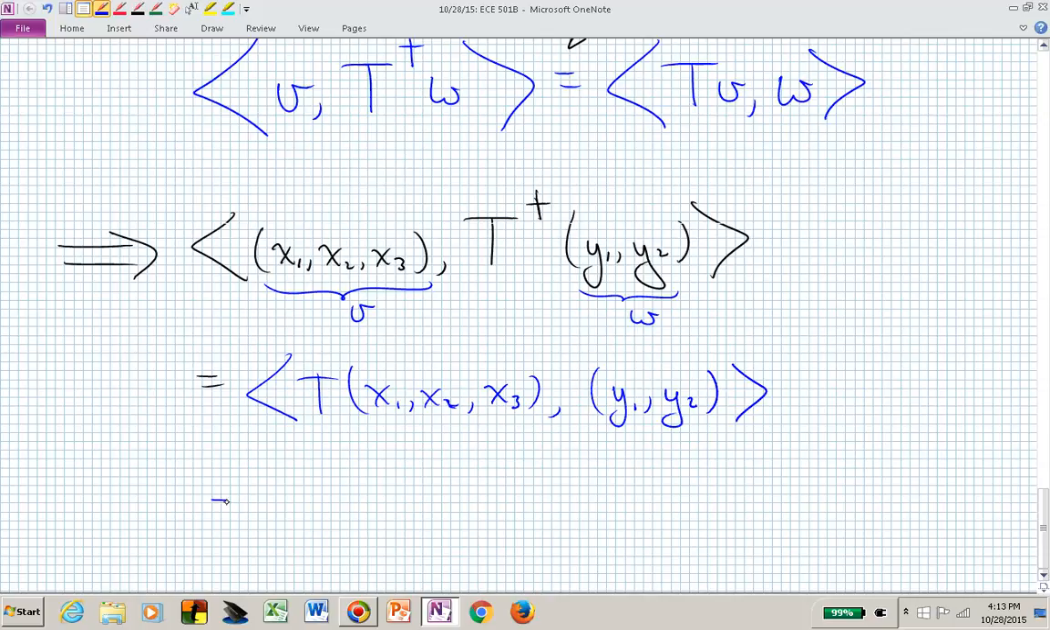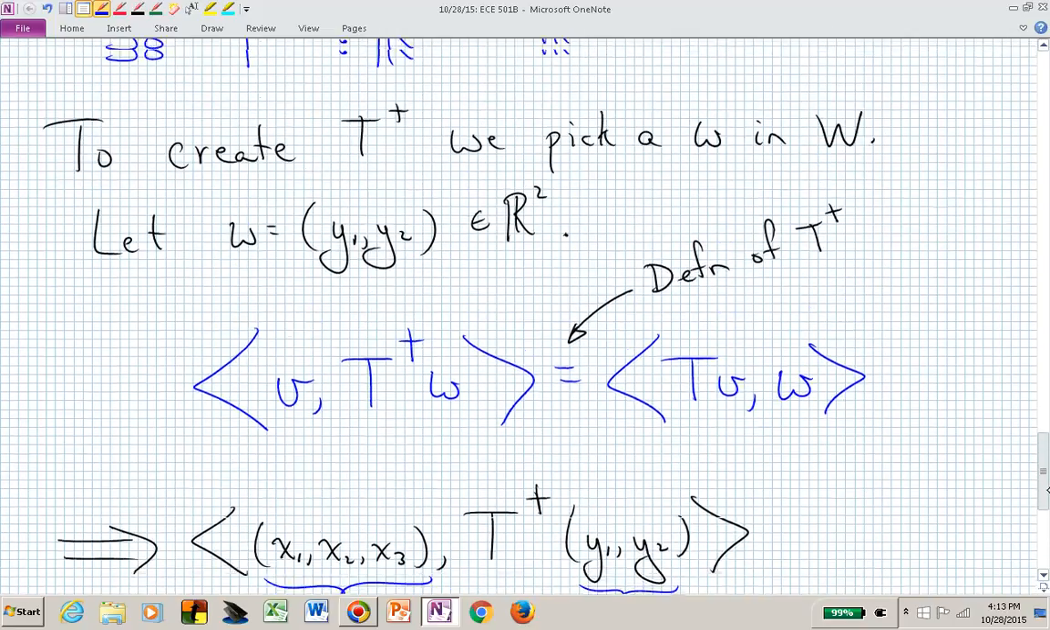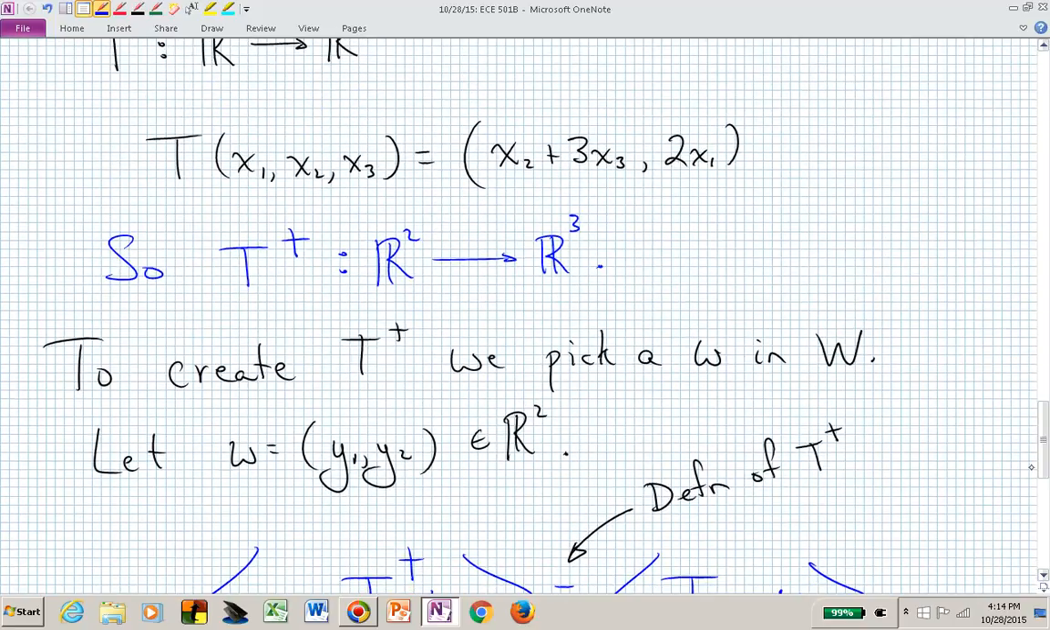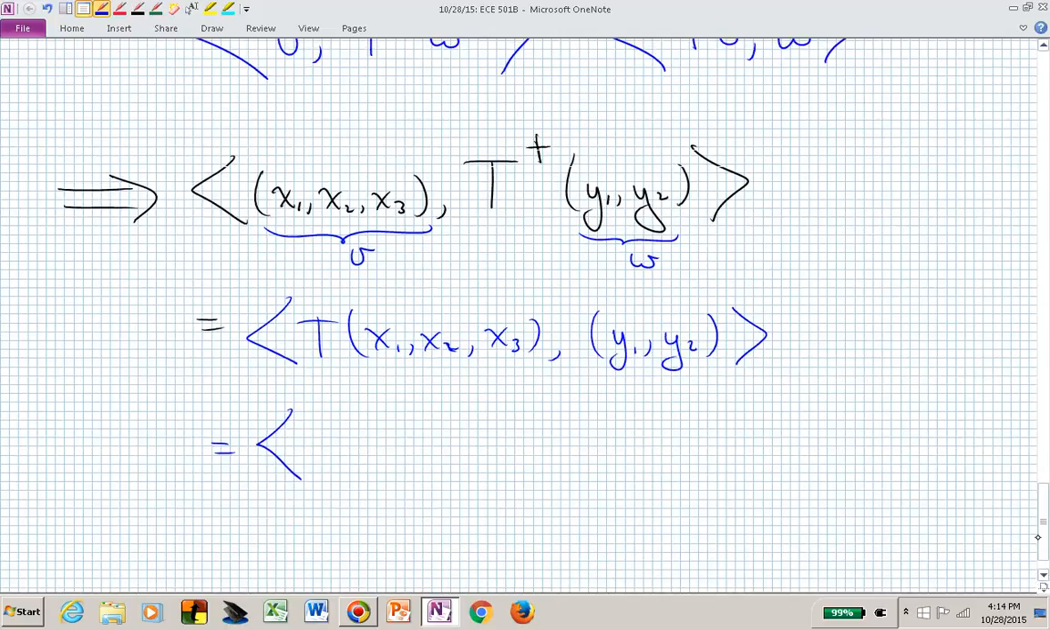Now let's go ahead and apply that linear map T on X1, X2, and X3, and that now maps to this 2 vector, X2 plus 3X3, comma 2X1. That's the result of the linear map T. And that's now going to be inner product with Y1, Y2.